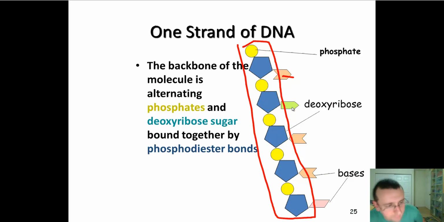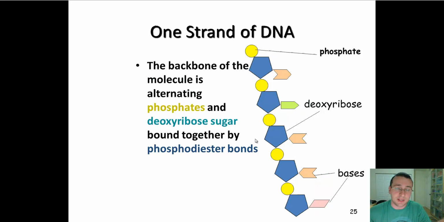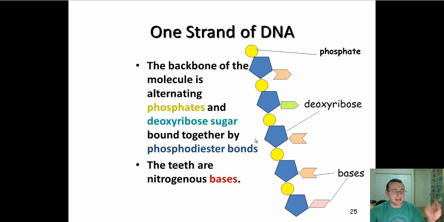And then you have these teeth, which are the nitrogenous bases, which are going to be the teeth of the ladder. And basically, as you know, RNA will only have one of these strands, but DNA will actually have two of these strands.